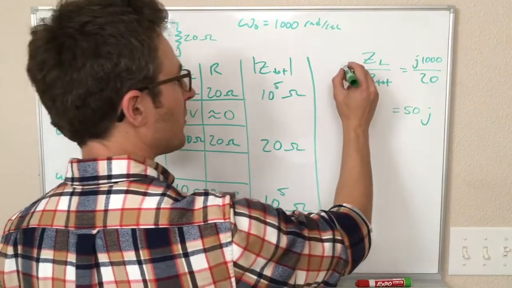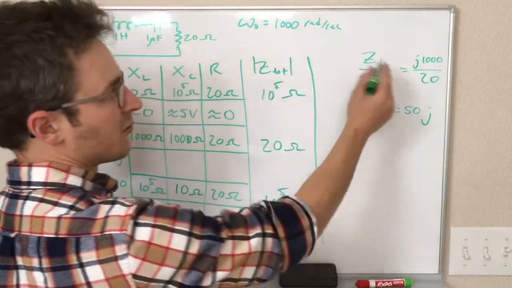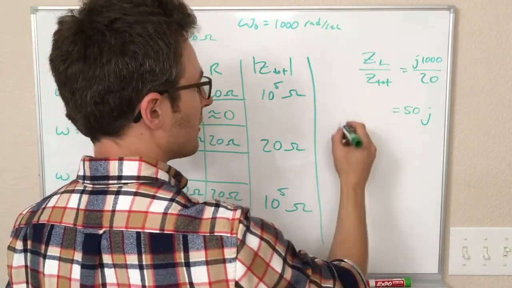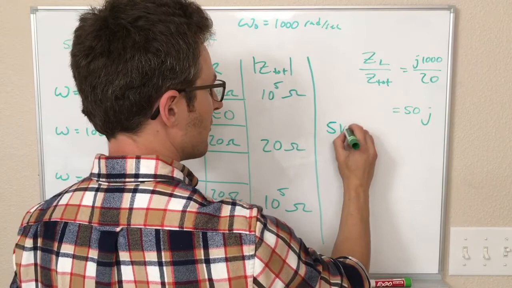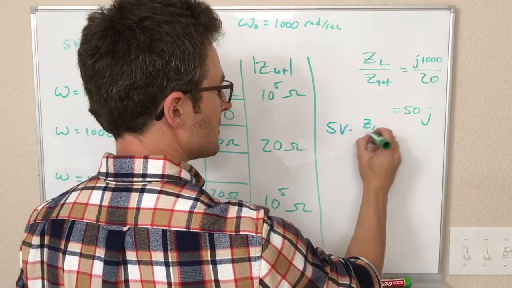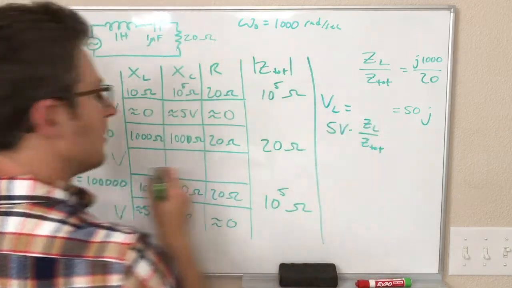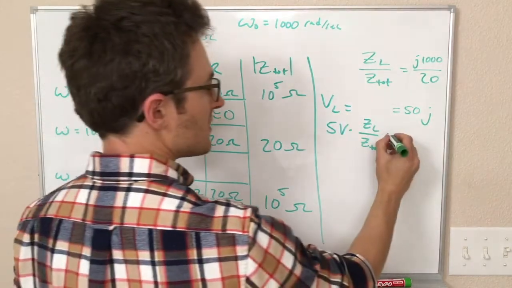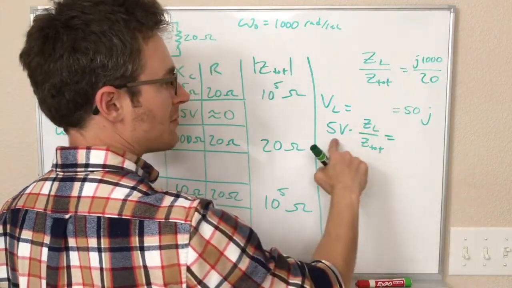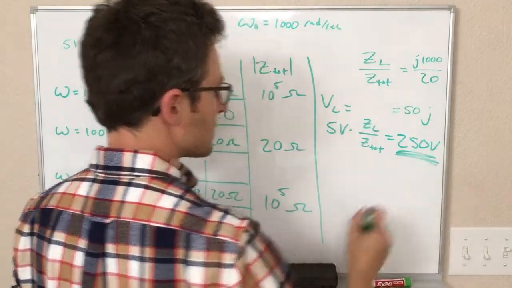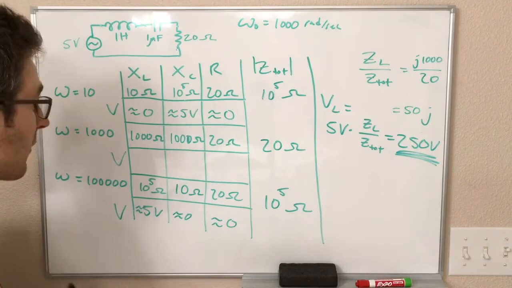And if we multiply this, this is not the voltage divider equation, this is just the fraction part of it. If we actually multiply this by the 5 volts, so we have 5 volts times ZL over Z total, this is the voltage across the inductor at the resonant frequency. This is equal to 50 times 5 volts. This is 250 volts. How the heck is that possible?